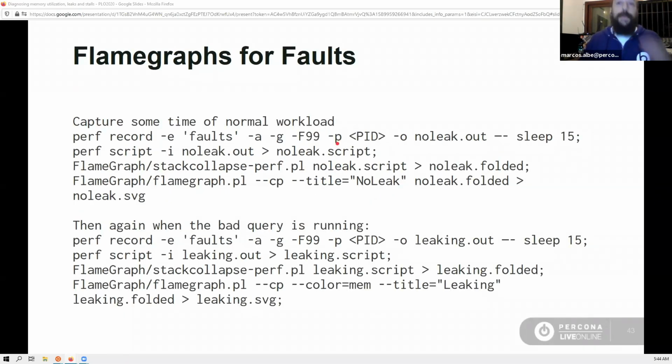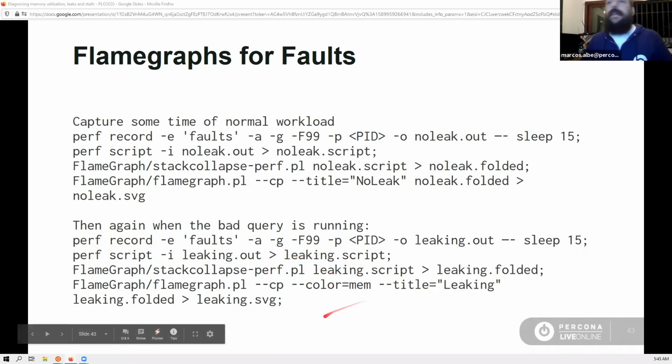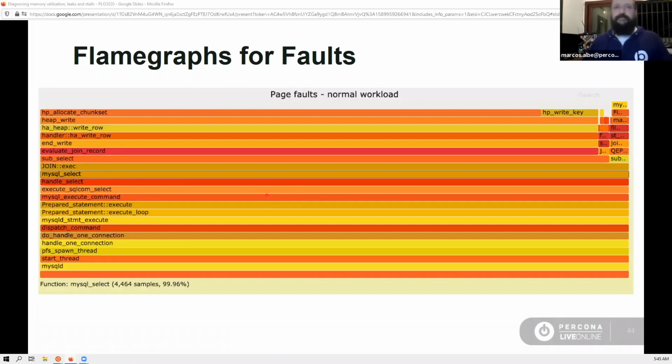So here's what I will do. I will capture some data, perf record during a normal workload. And with that, I will produce a flame graph, and I will call it no leak. And then again, when the problem is happening, or if I know which query is the one that causes the problem, I will go and record again, and this time I will call it leaking, and then I will produce flame graphs.